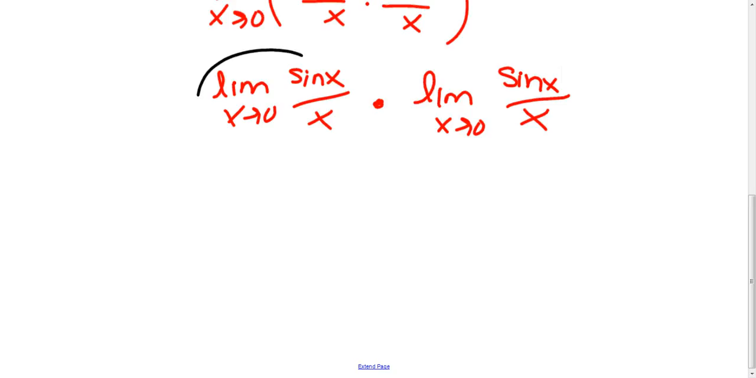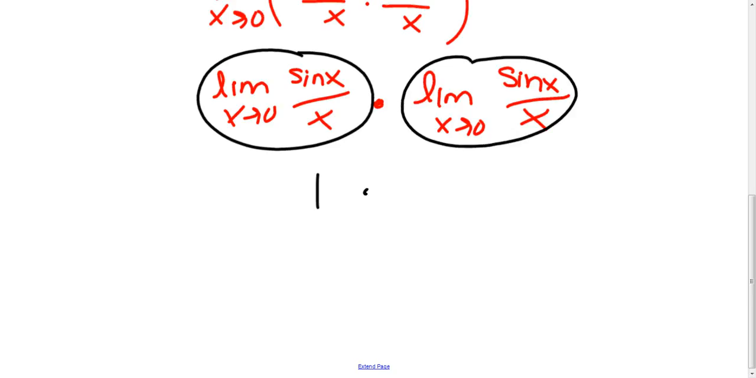I gave you at the very beginning that that was 1. This is the same thing. That's 1. I'm going to multiply them. 1 times 1 is 1.